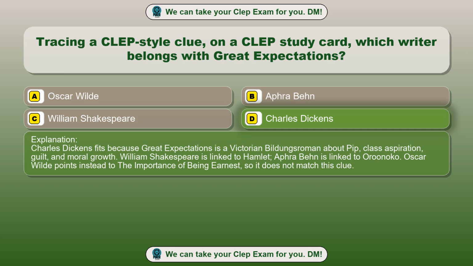Charles Dickens fits because Great Expectations is a Victorian Bildungsroman about Pip, class aspiration, guilt, and moral growth. William Shakespeare is linked to Hamlet. Aphra Behn is linked to Oroonoko. Oscar Wilde points instead to The Importance of Being Earnest, so it does not match this clue.